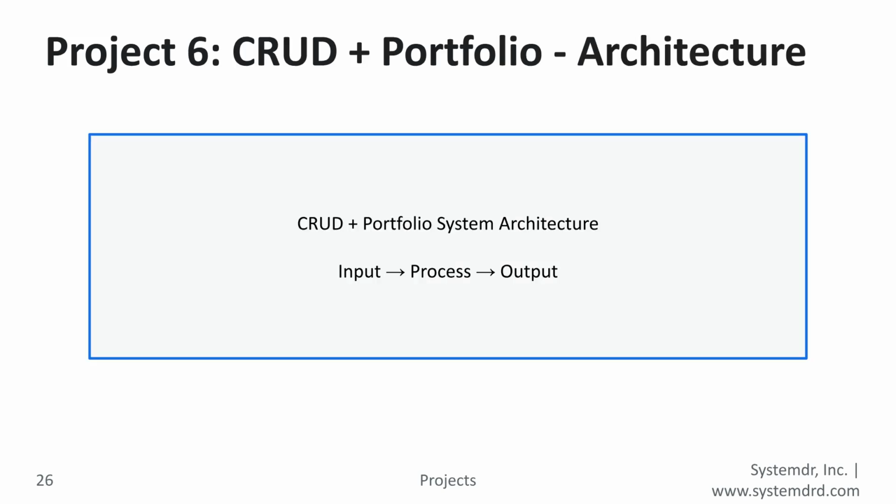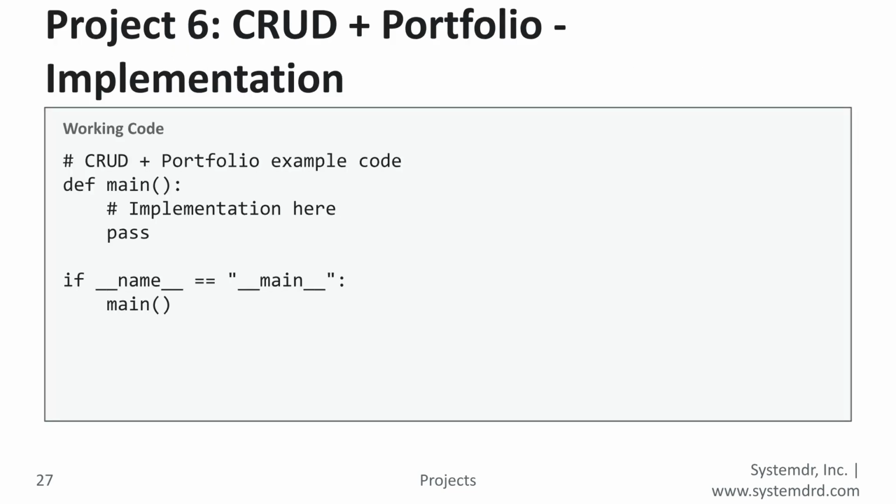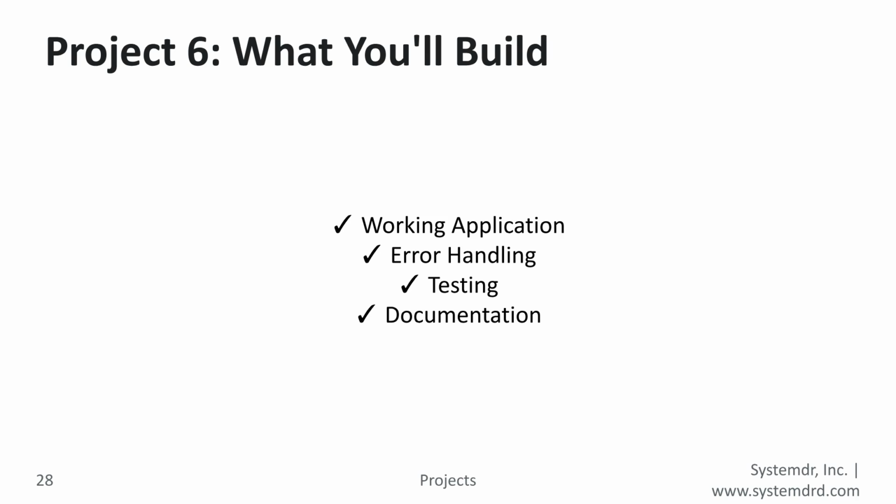Project 6 combines CRUD operations with a portfolio site. This architecture involves user input for portfolio content, processing CRUD logic, and outputting the displayed portfolio. The final implementation combines all learned skills to build a functional CRUD application within the context of a personal portfolio. It uses a clean Python structure for organization. For the CRUD and Portfolio project, you'll deliver a full-stack working application, handle diverse error scenarios, implement end-to-end testing, and create professional documentation for a complex system.